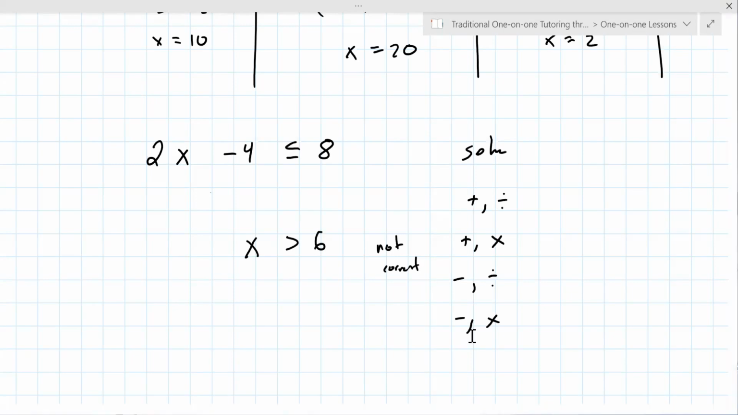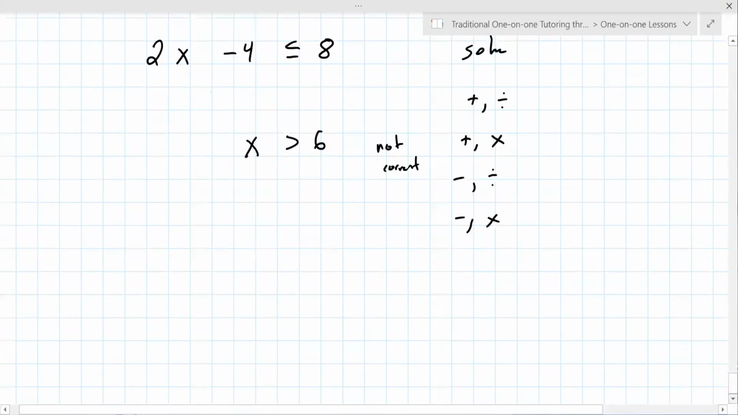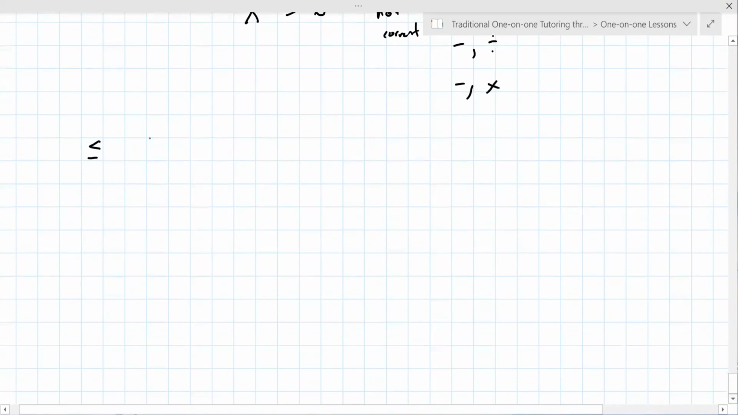So let's go through these symbols one more time. So this means less than or equal to.